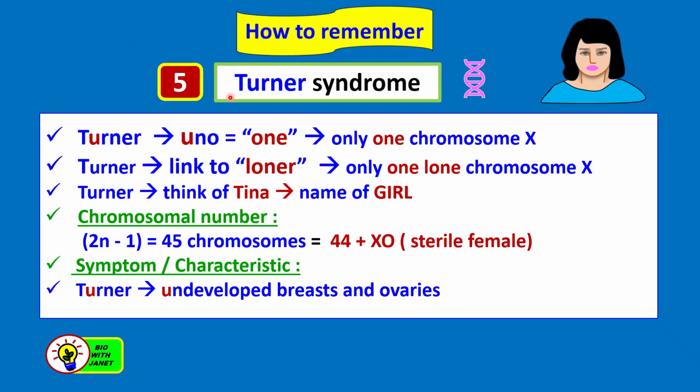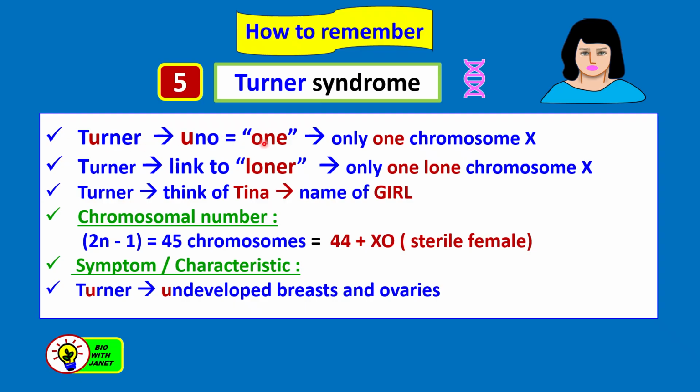Now, lastly, Turner syndrome. Okay, the last of the syndromes that we are studying. How to remember? For Turner syndrome, we do nothing with the T here. Just leave the T alone. Think of the word Turner, or look at U. First of all, Turner sounds like loner. And the U, think of Uno. Uno also sounds a bit like Turner. So Turner, the U for Uno.